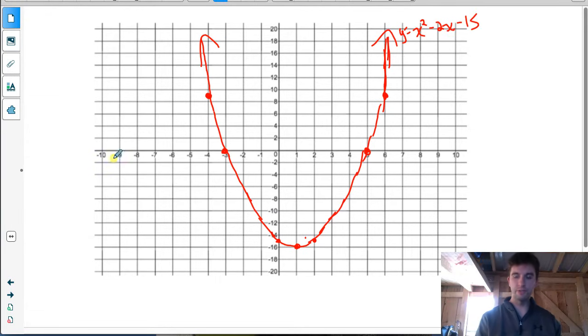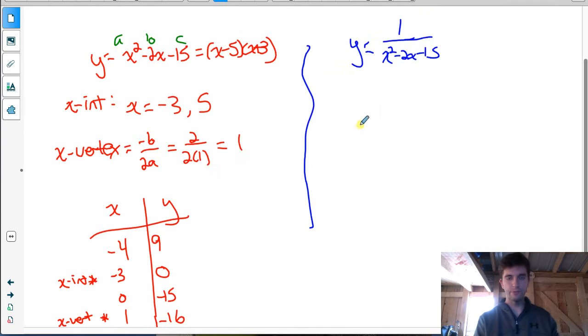Alright, there's a rough sketch of the quadratic. Now we'll use its properties to come up with the graph of its reciprocal. So for the reciprocal, let's start by writing its asymptotes. It's going to have a horizontal asymptote and actually two vertical asymptotes.